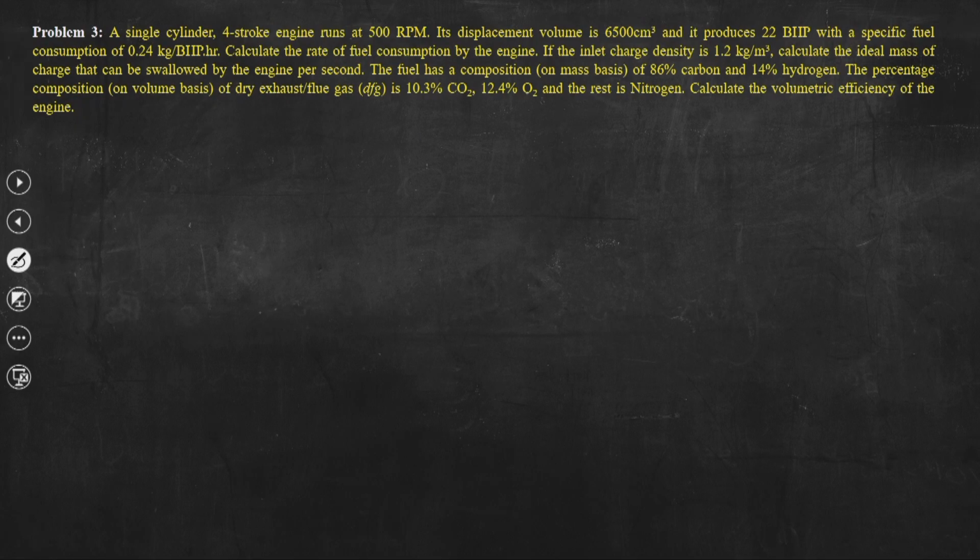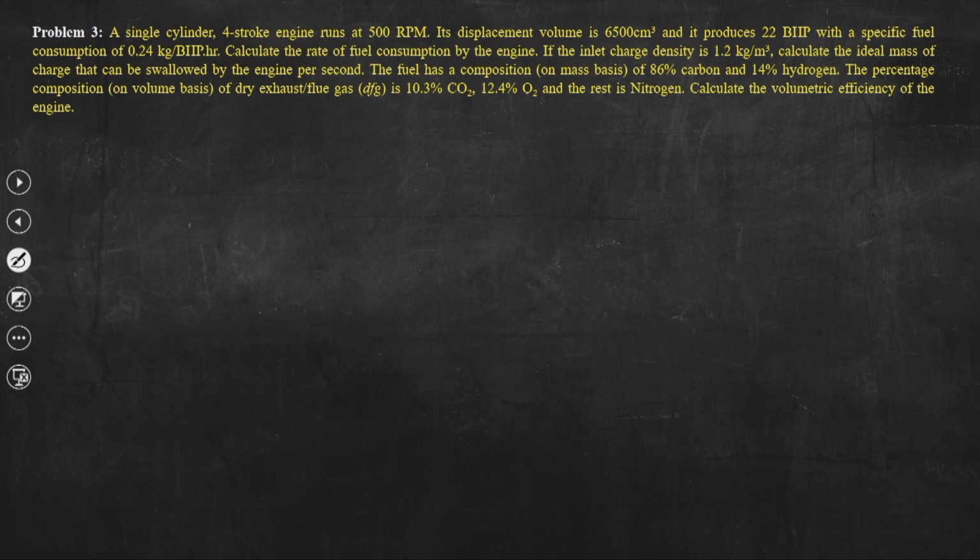A single cylinder 4-stroke engine runs at 500 rpm. Its displacement volume is 6500 centimeter cube and it produces 22 bhp with a specific fuel consumption of 0.24 kg per bhp hour. Essentially this is brake specific fuel consumption. Calculate the rate of fuel consumption by the engine. If the inlet charge density is 1.2 kg per meter cube, calculate the ideal mass of charge that can be swallowed by the engine per second.